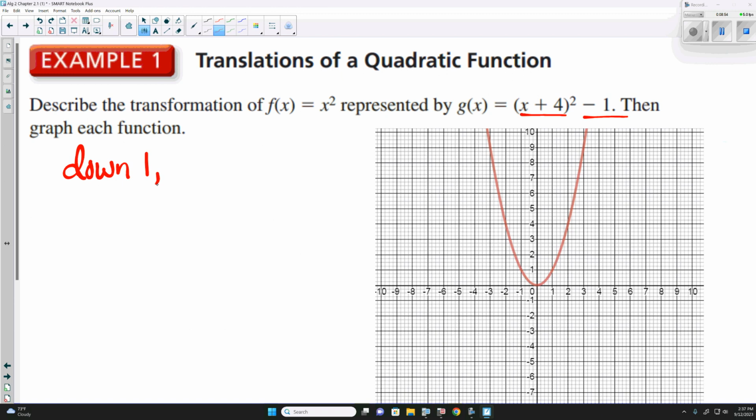Now the plus 4 inside the parentheses is going to move it to the left or to the right. Inside parentheses is the opposite of what we think it is. So since it's plus 4, it makes it look like it's going to the right, but it's actually going to the left 4. Questions on this here?